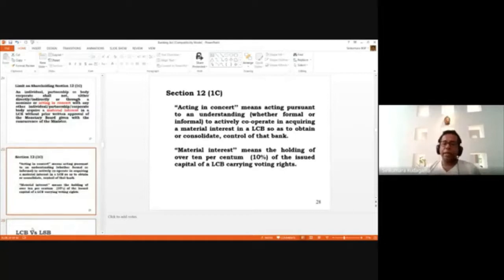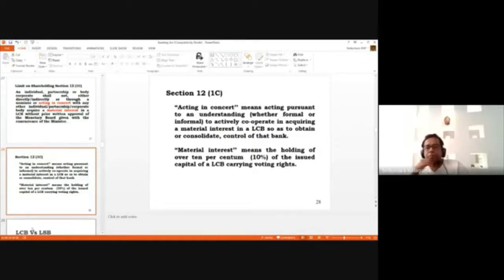We'll see what a material interest is. Material interest is a holding of over 10% of the issued capital of a licensed commercial bank carrying voting rights. So a person cannot acquire, and also cannot get together with other parties and acquire, more than 10% of the shares of a licensed commercial bank. Right? Acting in concert has also been defined.